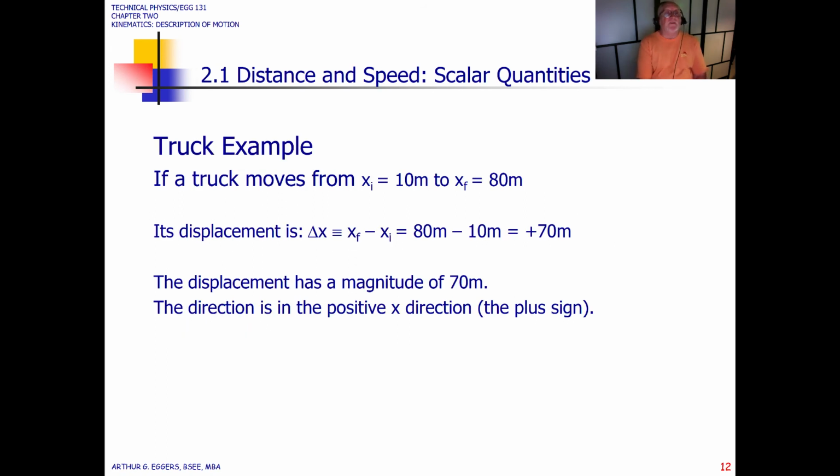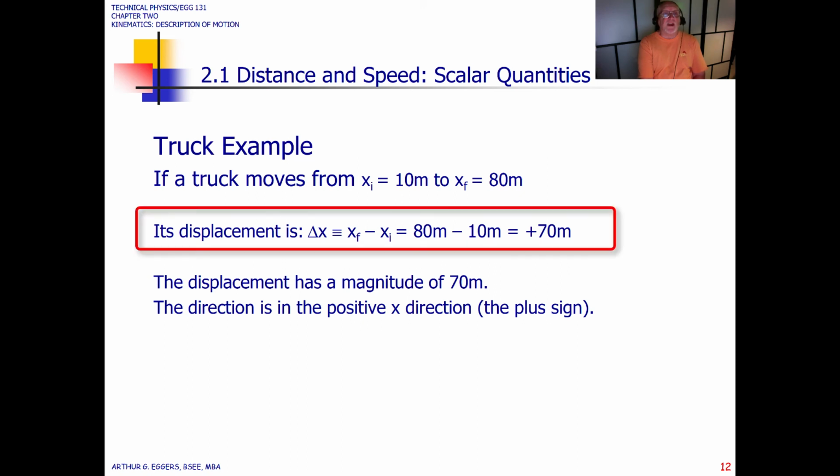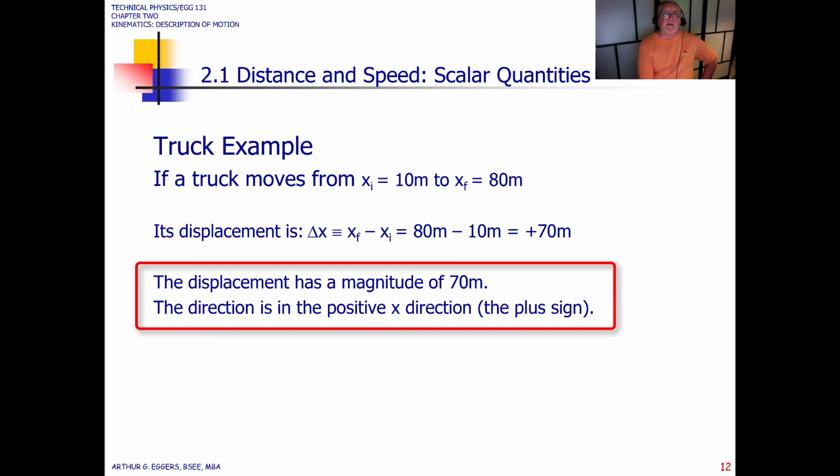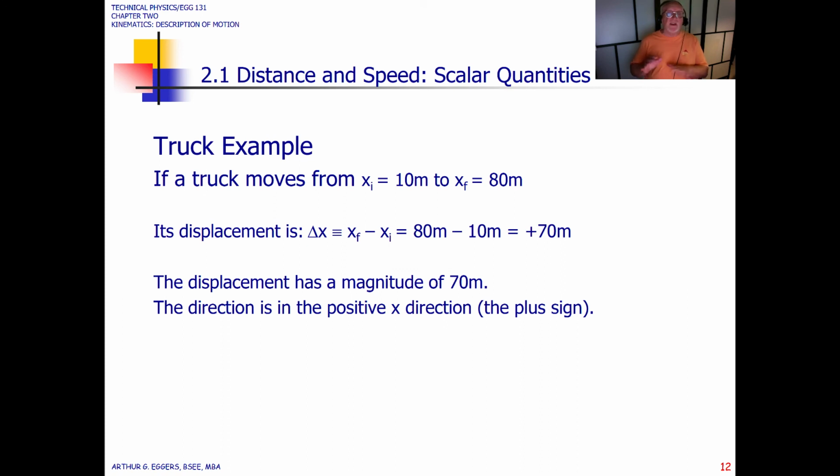So for example, if a truck moves from an initial position x sub i of 10 meters to x sub f of 80 meters, again we put it into the definition, x sub f minus x sub i. Now we have 80 meters minus 10 meters gives us a positive 70 meters. So we know it's moving along the x-axis, in this case 70 meters. The displacement has a magnitude of 70 meters. The direction is in the positive direction or the plus sign. So at this point we're not dealing with any angles giving us any type of direction. We're using the positive and the negativeness of the number to define its direction.